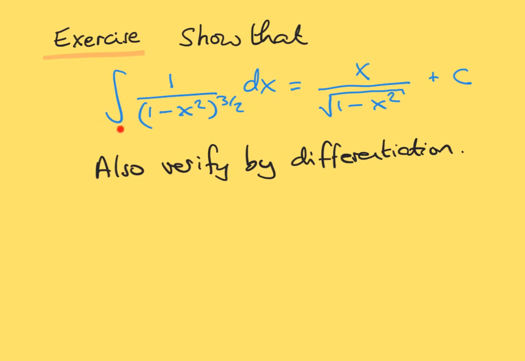Show that the integral of 1 over 1 minus x squared to the 3 halves with respect to x is given by this. And then having calculated the integral and shown that this is correct, what I would like you to do is to verify it as well by differentiating this side and showing you obtain the integrand. Now, I will in a moment just talk you through the integral, but I suggest you try to do it before you listen to those comments. So I suggest you stop now and try it with pen and paper.